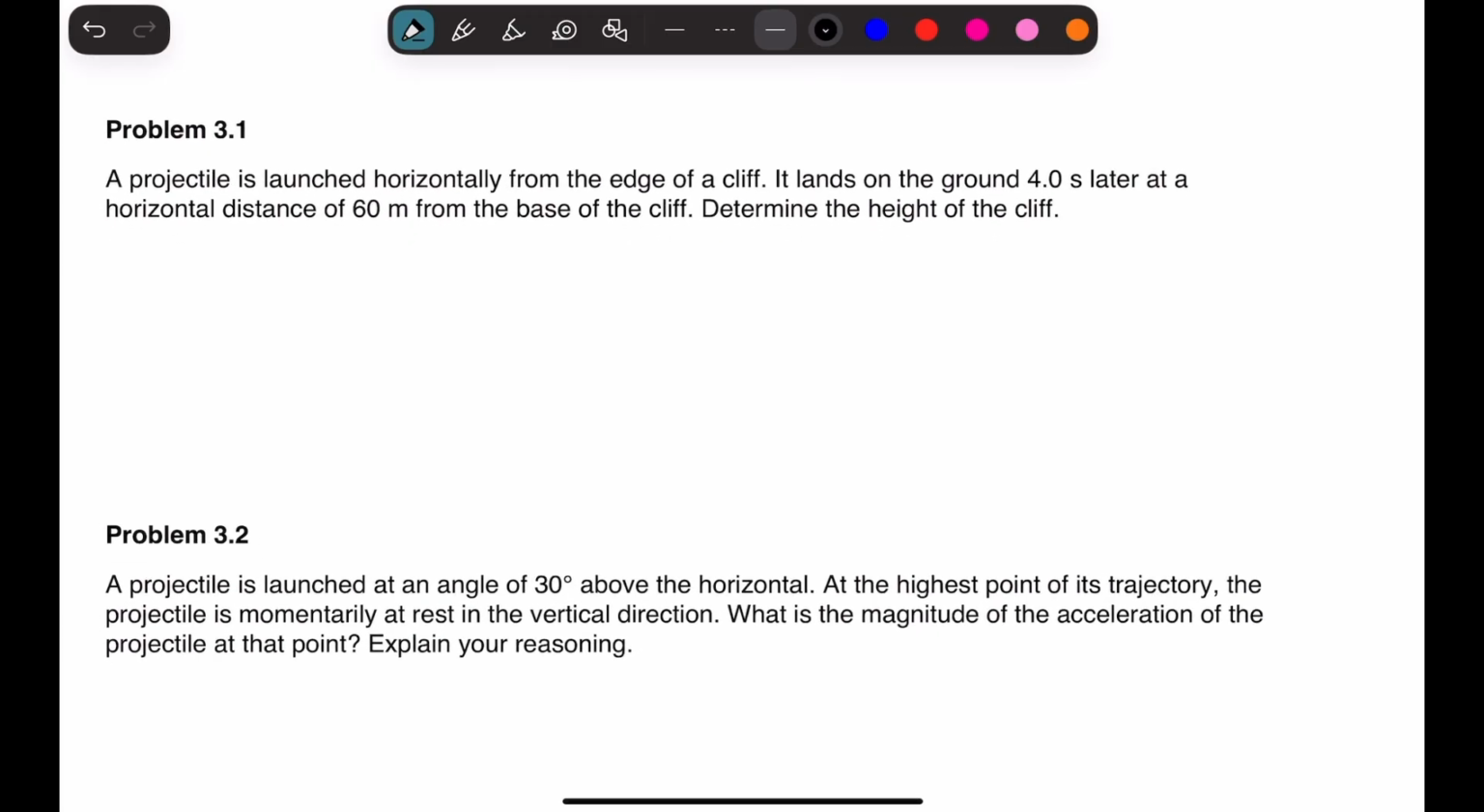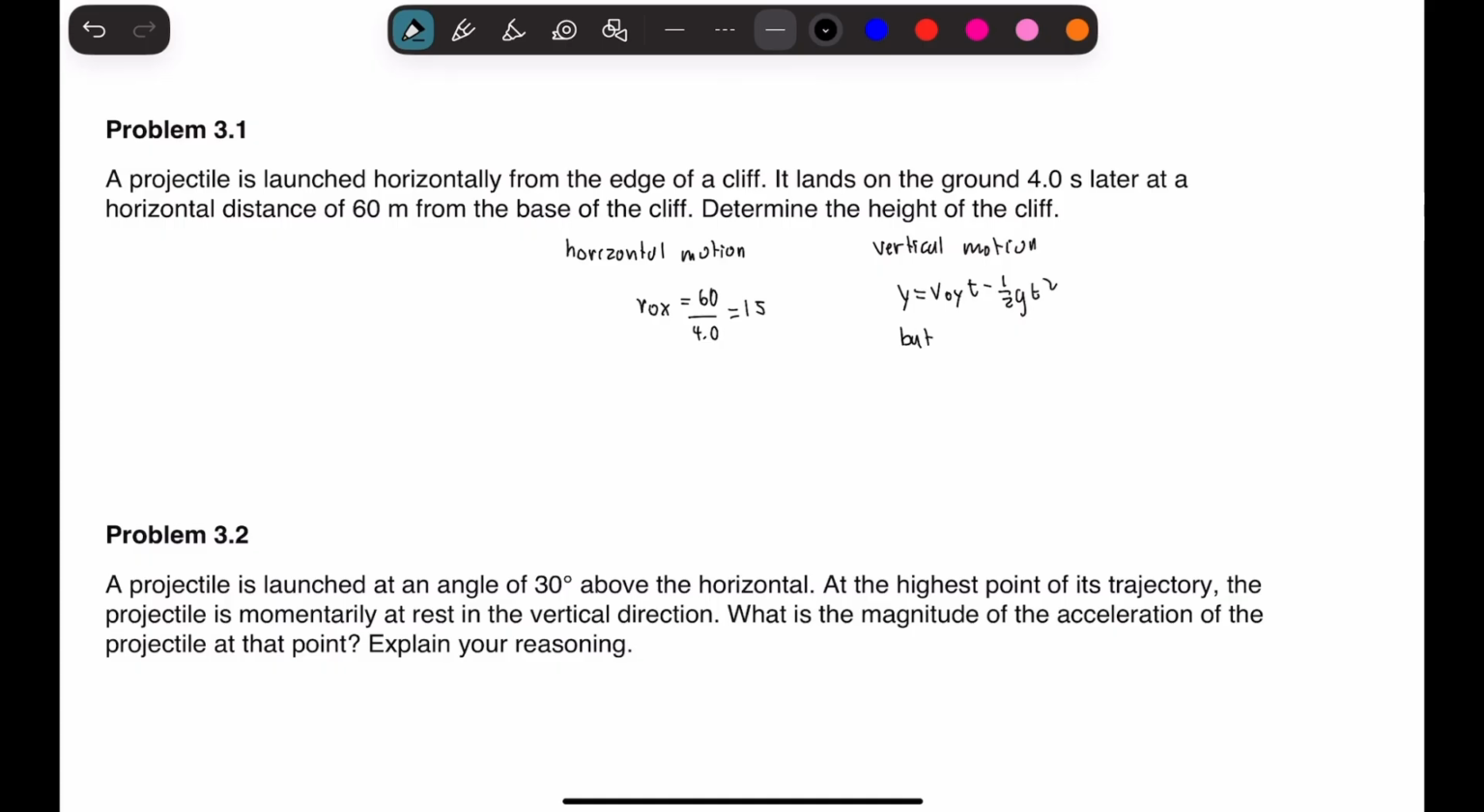A projectile is launched horizontally from the edge of a cliff. It lands on the ground 4 seconds later at a horizontal distance of 60 meters from the base of the cliff. Determine the height of the cliff. So, we know that using horizontal motion, v initial x is equal to 60 over 4.0. So that is just going to be 15. And if we tackle the vertical motion, we have y is equal to v initial y t minus 1/2 g t squared.